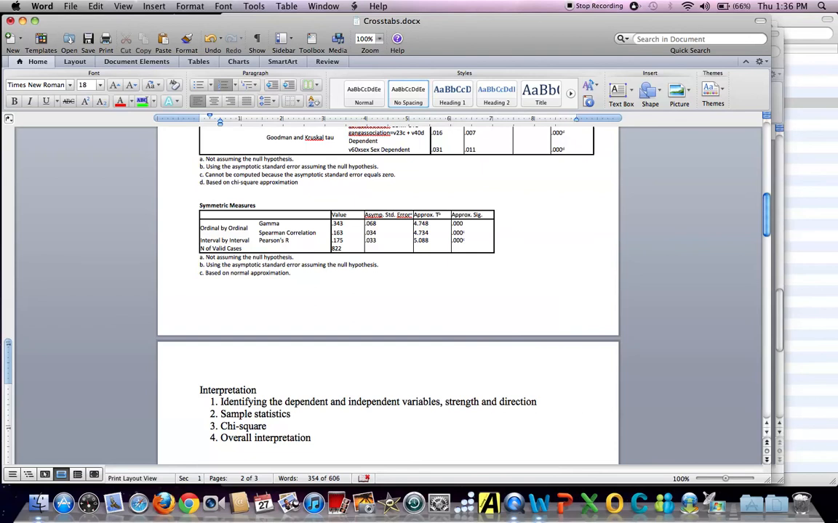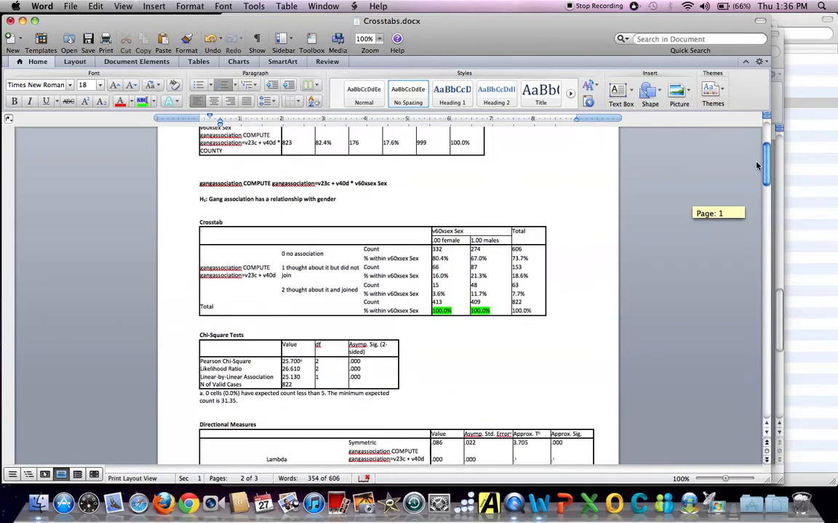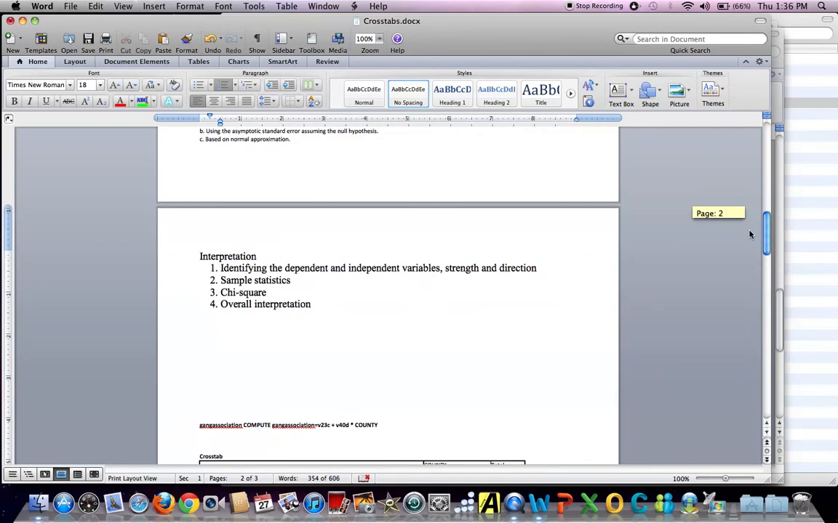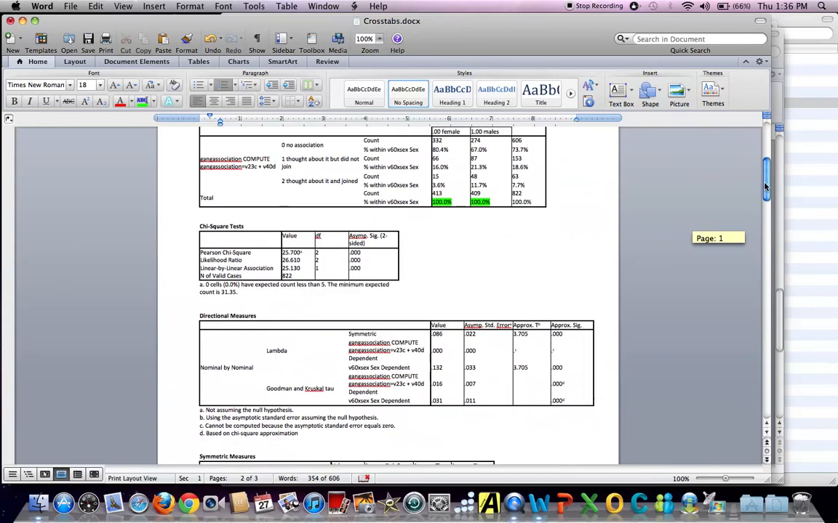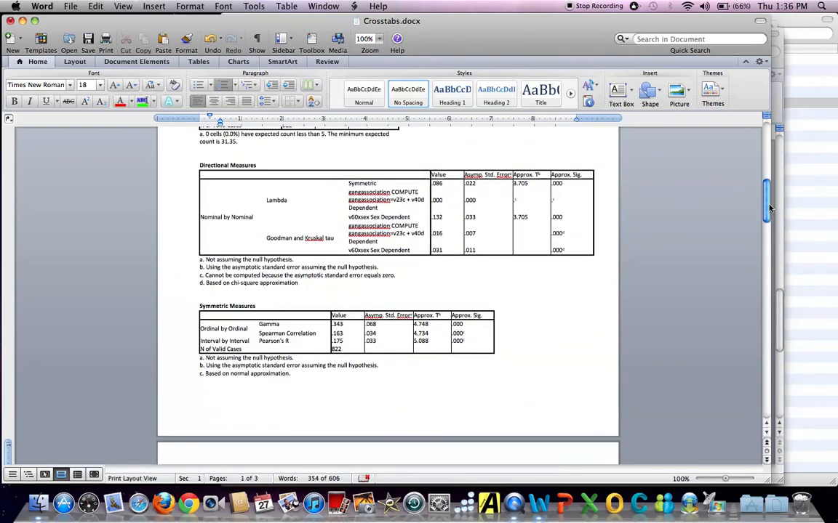The first thing in your interpretation is you want to identify the dependent and independent variables. I've told you how to do that in the contingency table, where the dependent variable and independent variable will be located. In this case, gang association is our dependent variable, and sex is our independent variable. The next thing is how strong is that relationship. Now we know that we're going to be focusing on gamma because the dependent variable is ordinal and the independent variable is nominal. So gamma is our focus. All right. So given that gamma is 0.343, let me give you that information as well.